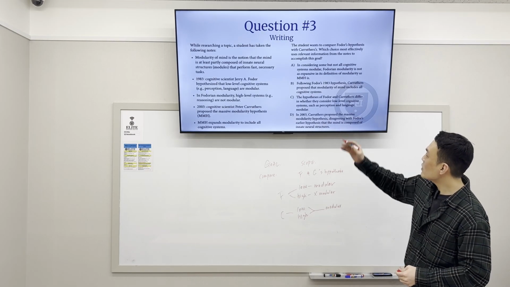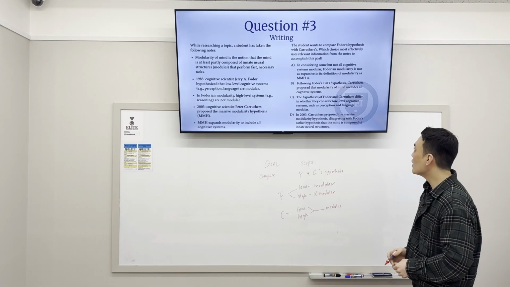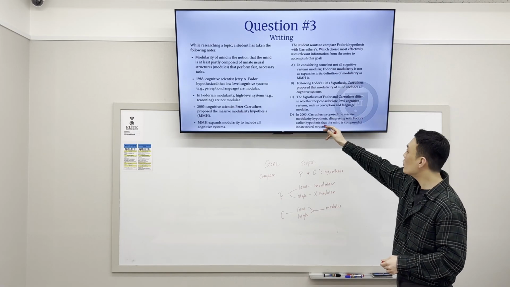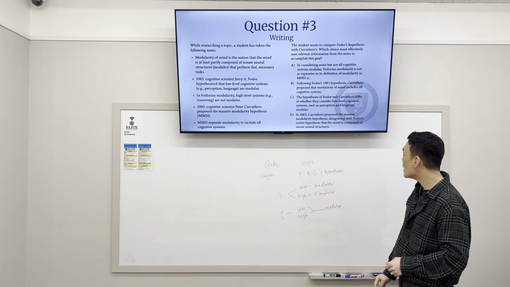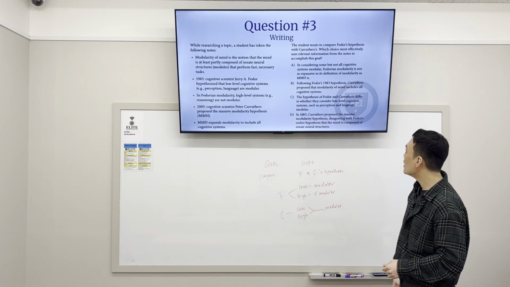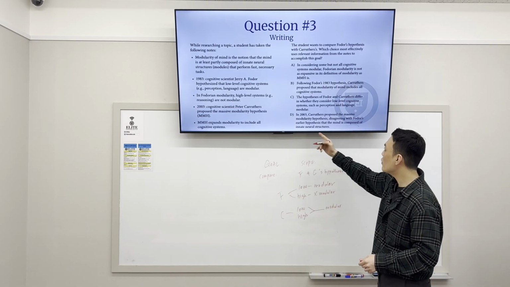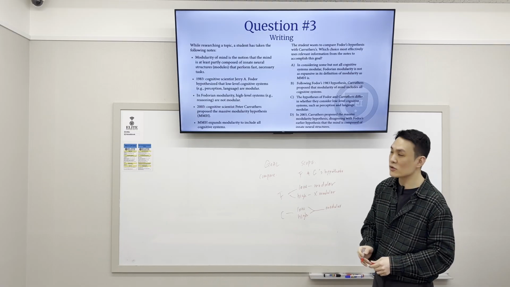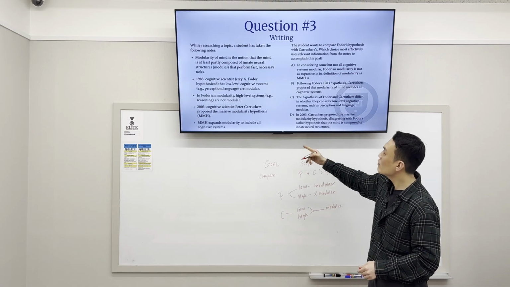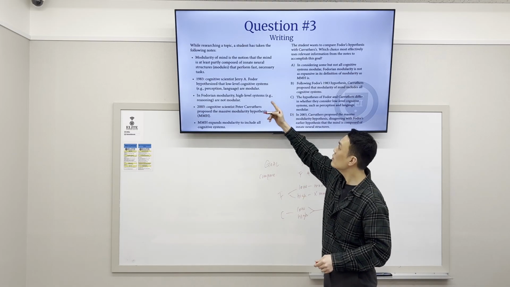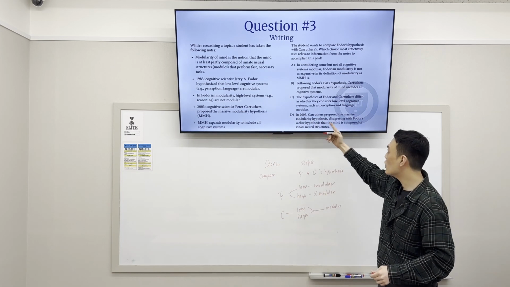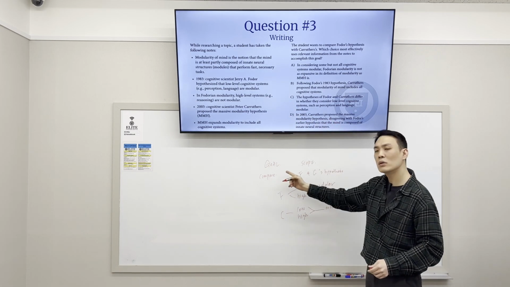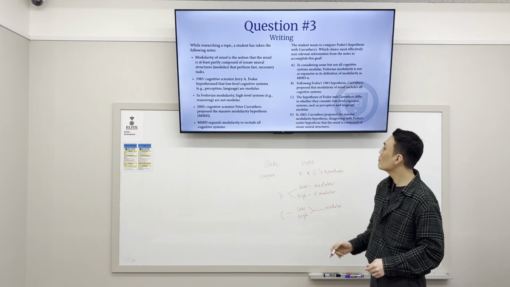Let's look at answer choice D first. In 2003, Carruthers proposed the massive modularity hypothesis, disagreeing with Fodor's earlier hypothesis that the mind is composed of innate neural structures. Where did this come from? Not here, all the way up here. That's not part of their hypothesis. So D does not include the goal and the scope.